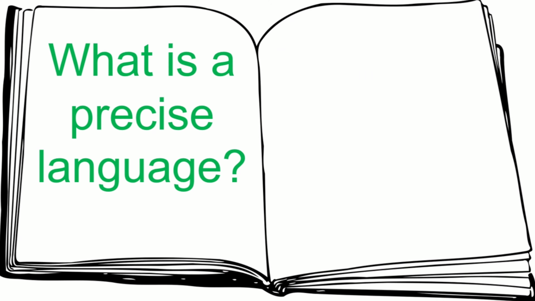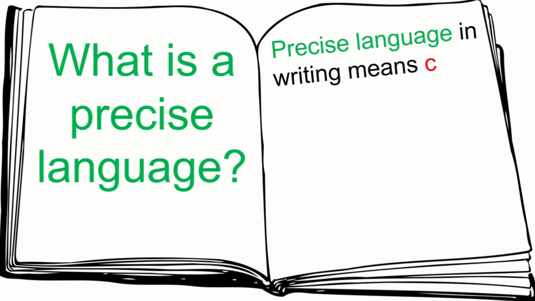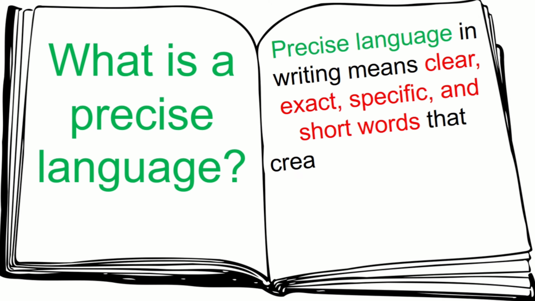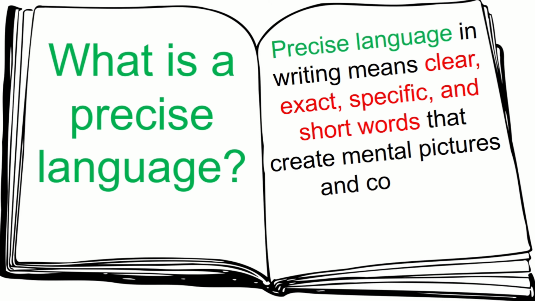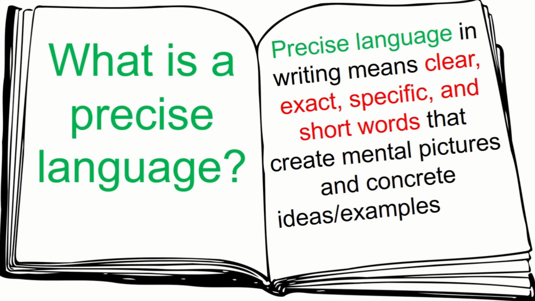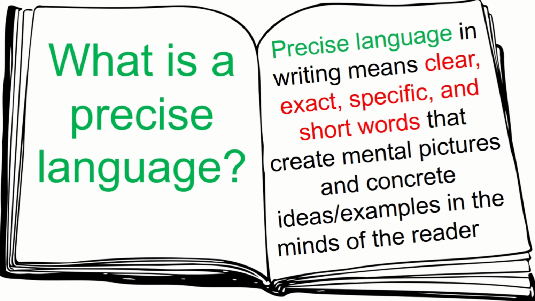What is a precise language? Precise language in writing means clear, exact, specific, and short words that create mental pictures and concrete ideas or examples in the minds of the readers. Moving forward, please take note on the words clear, exact, specific, and short words.